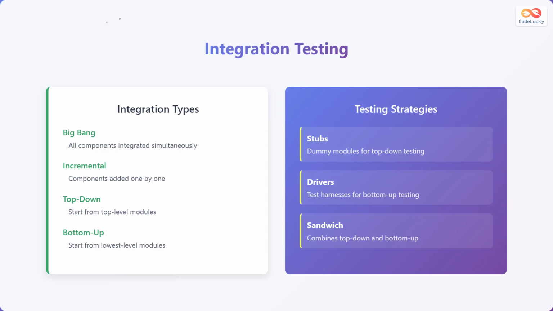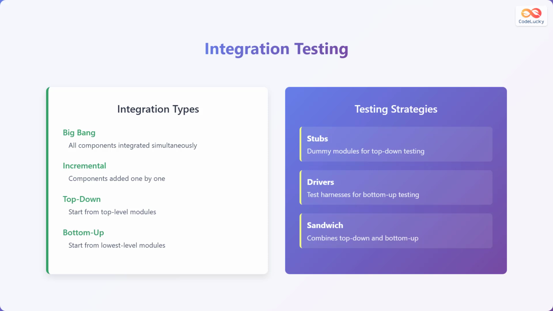Integration testing verifies that different software components work correctly when combined. There are several approaches to integration testing. Big Bang integration combines all components simultaneously and tests the entire system at once. This approach is simple, but makes debugging difficult when issues arise. Incremental integration adds components one by one, making it easier to isolate problems.